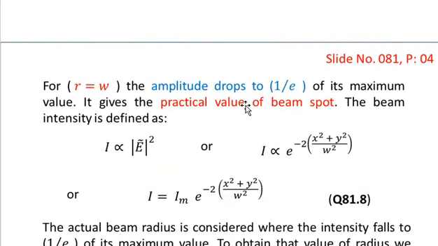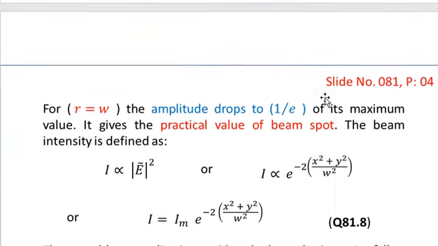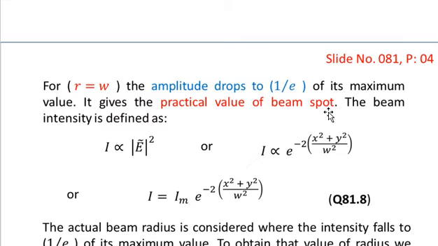For r equal to w, the amplitude drops to 1 over e of its maximum value. It gives the practical value of the beam spot. So you have noticed that if you set r equal to w, you get the 1 over e points, and the 1 over e points will give you the width of the beam on this curve. That width of the beam is actually a practical way of finding the beam spot, or finding the diameter of the beam spot.